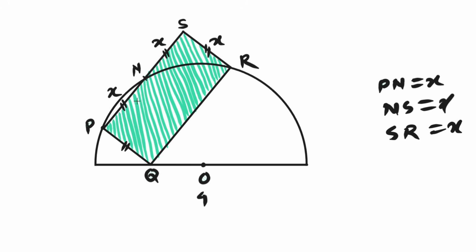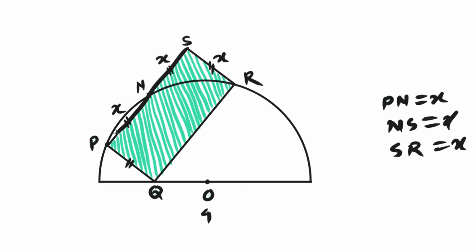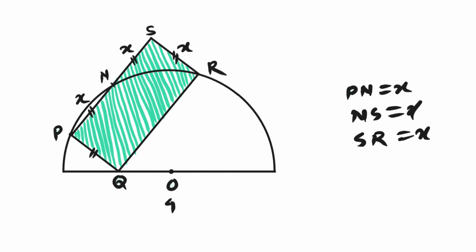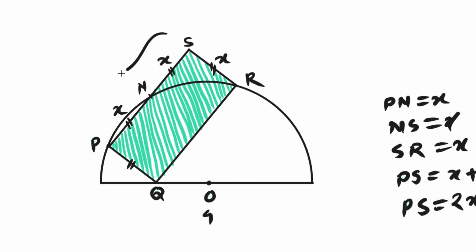Now notice something important about the entire side. Point N lies between P and S, so the full length PS is made up of PN plus NS. Since each of those pieces has length x, we get PS equals x plus x, which gives us 2x. So one side of our rectangle has length 2x.